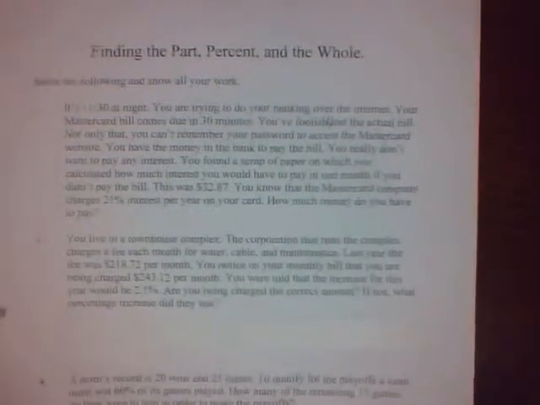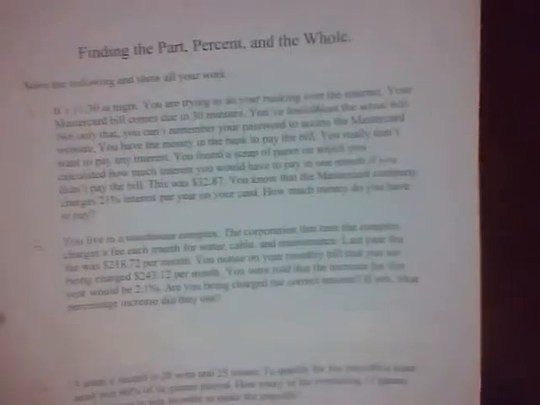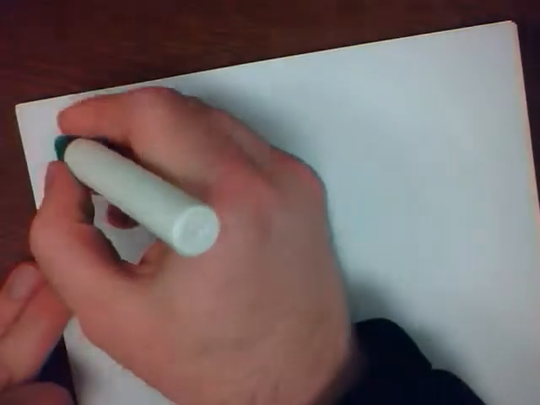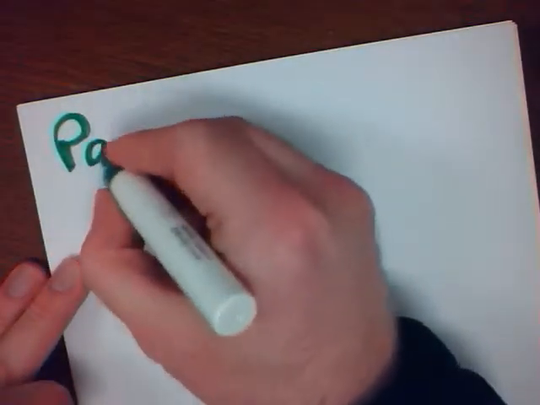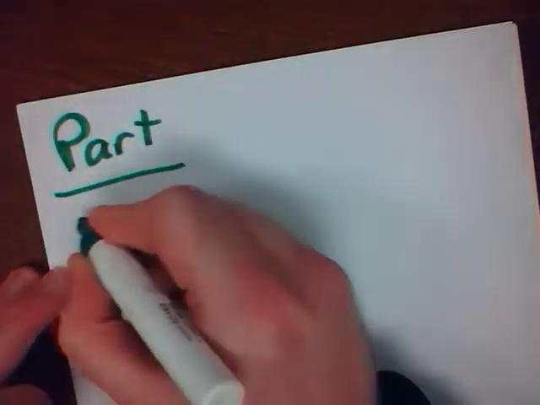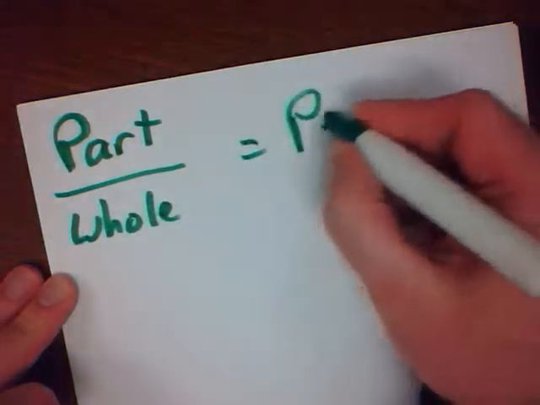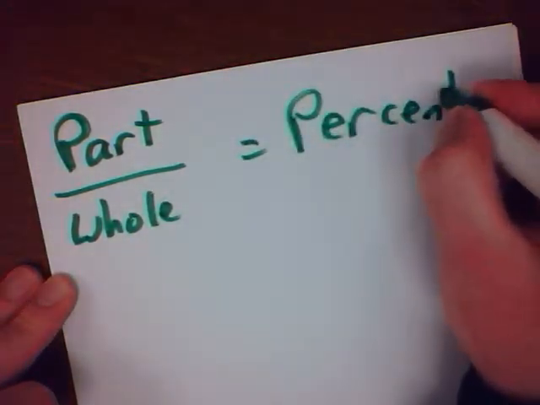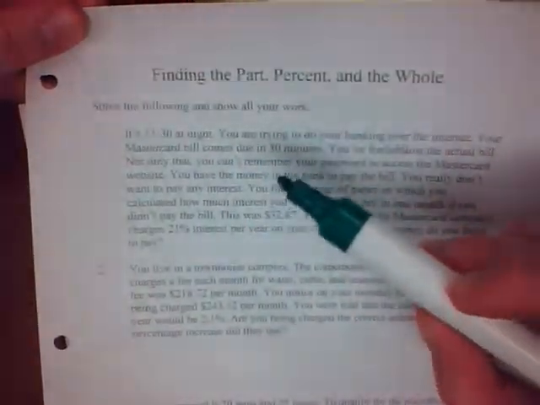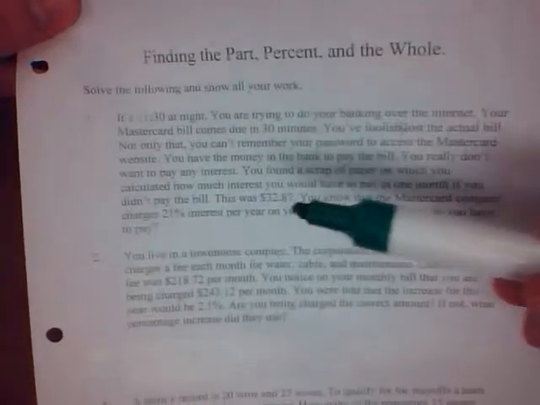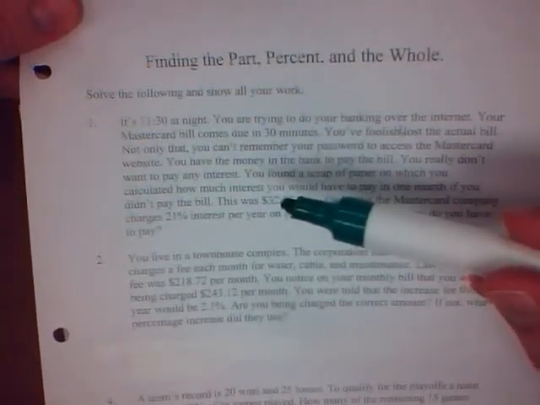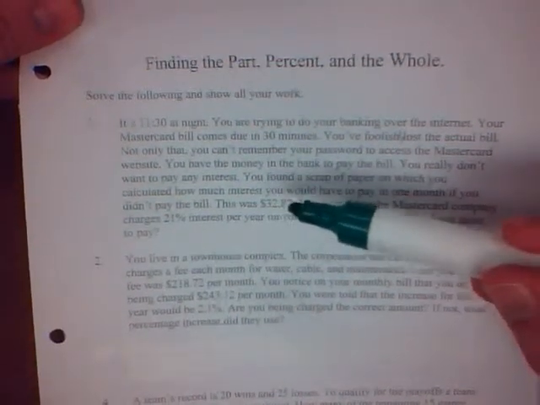So there I was, sitting there at night going, I don't want to pay that 30 bucks. Well, this is what I did. Started with the part over the whole, and I knew it was equal to the percent. I looked at my question and I looked at, okay, the 11:30 didn't matter, 30 minutes didn't matter. I have an amount that I had to pay, but it's not the bill. The bill is the whole.